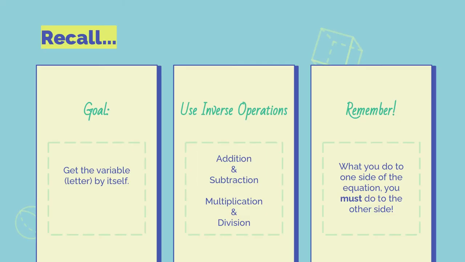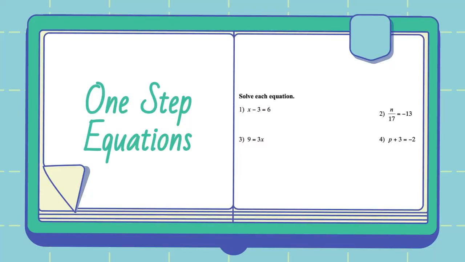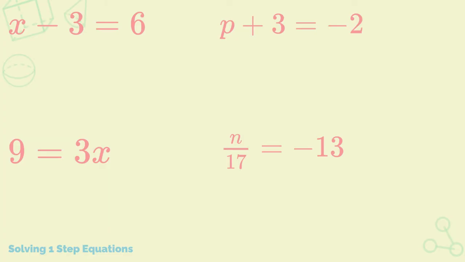So remember, our goal when we are solving equations is to get the variable, which is the letter, by itself. We use inverse operations, so addition and subtraction undo each other, and multiplication and division undo each other. And remember, what you do to one side of the equation, you absolutely must do to the other side of the equation. So we're going to start with one-step equations.